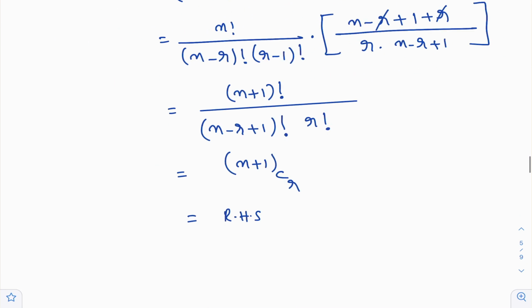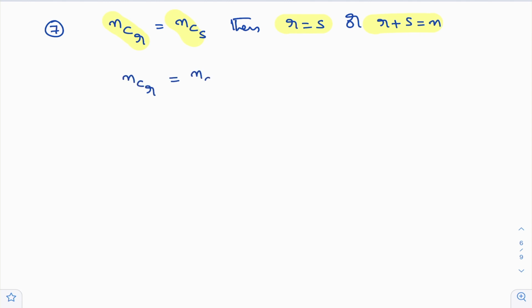Next, one more important result is there. What is that? If nCr equals nCs, then either r equals s or r plus s equals n. This is also a useful result. Whenever you see that nCr equals nCs, then r equals s or r plus s equals n. This also we can prove easily. For example, they have given nCr equal to nCs.